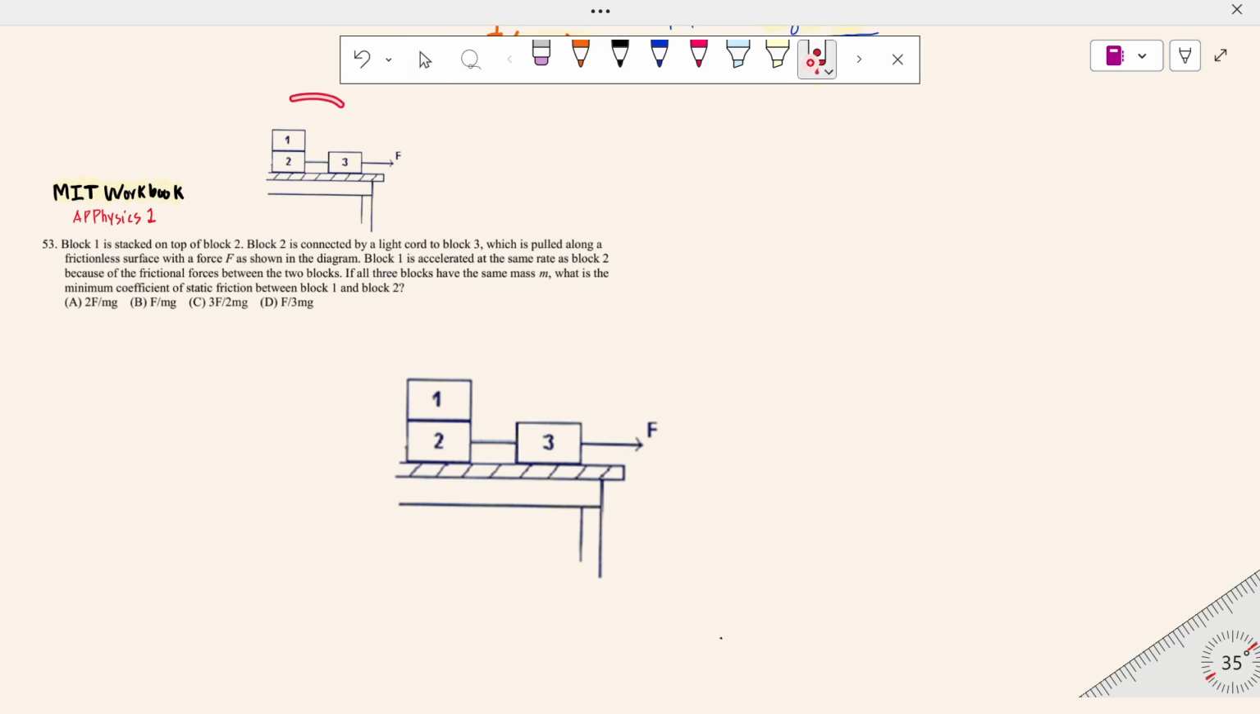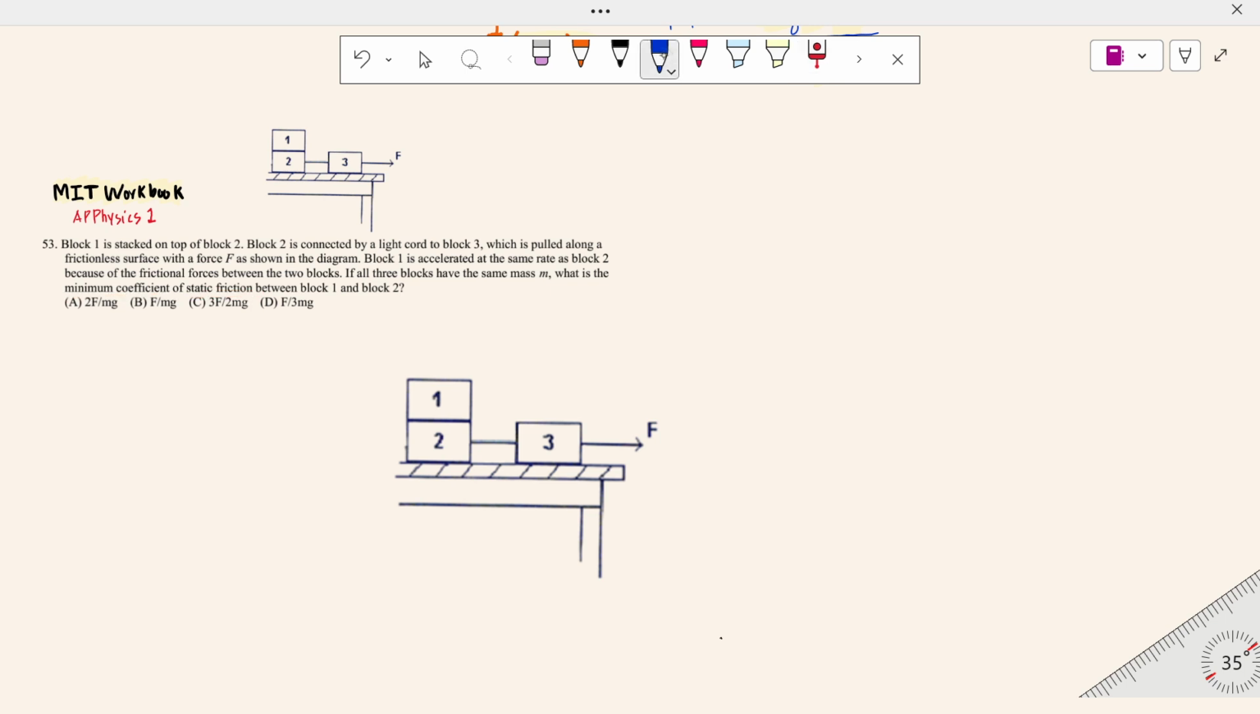You see the diagram for this question in which block 1 is stacked over block 2. An important thing is that the surface of the table is frictionless, whereas the surface between block 2 and block 1 is not frictionless. And in this question, you have to find out the minimum coefficient of static friction.